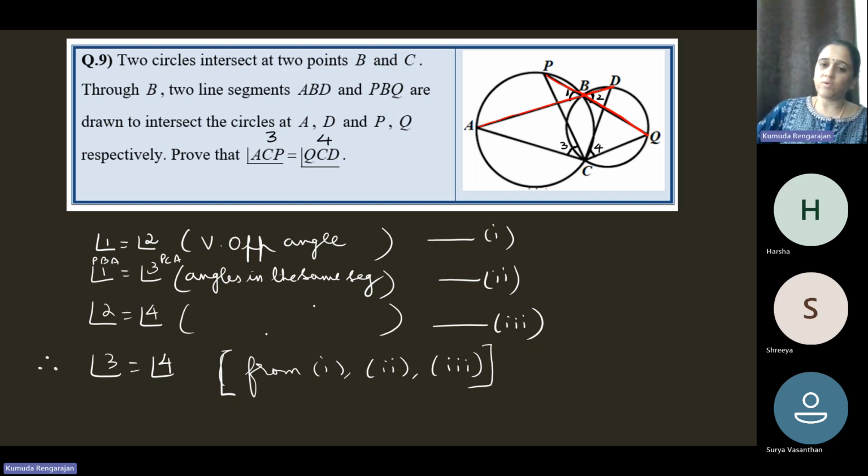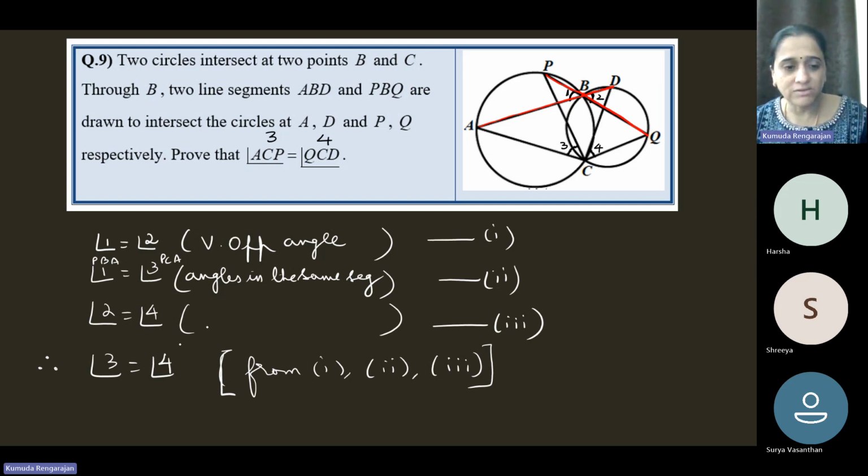Angle 2 is equal to angle 4? How do you name angle 2? Angle DBQ. And angle 4? DCQ. Made by the same arc DQ, at the points B and C. DBQ is B, DCQ is C, B and C lie on both the circles.